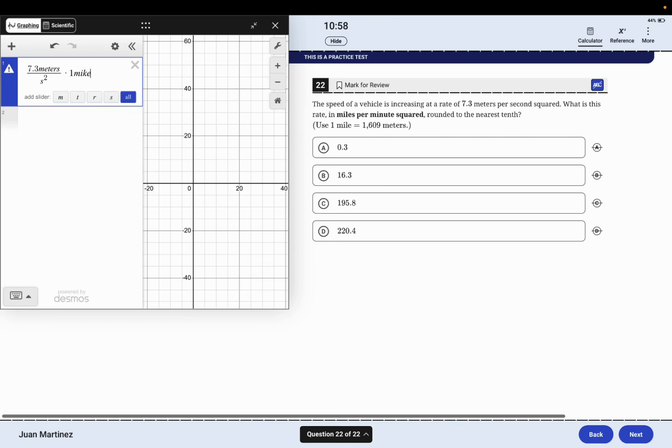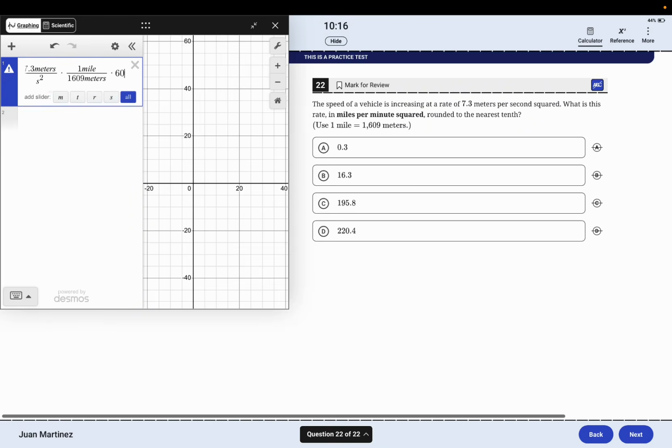So we have 1 mile equals 1,609 meters. And so the meters will cancel, right? And so now our unit will be miles over second squared. But we want it to be minute squared, right? It's sort of the same logic here, but this time we have to have seconds in the numerator to cancel out the seconds here.